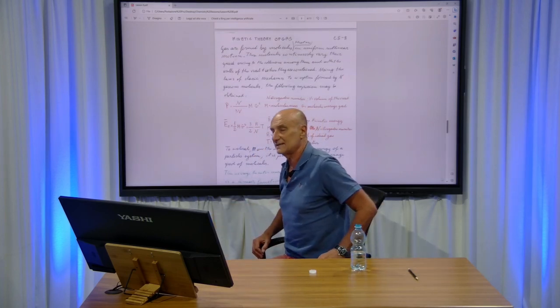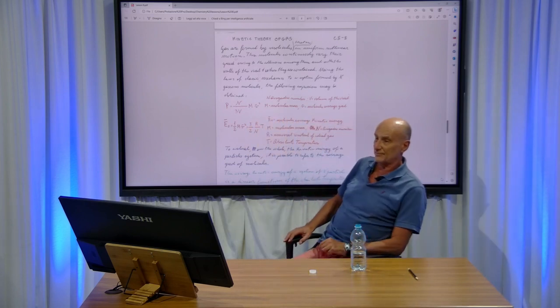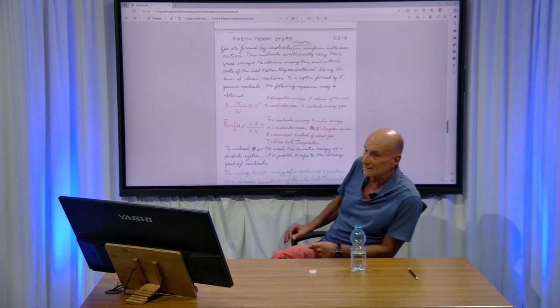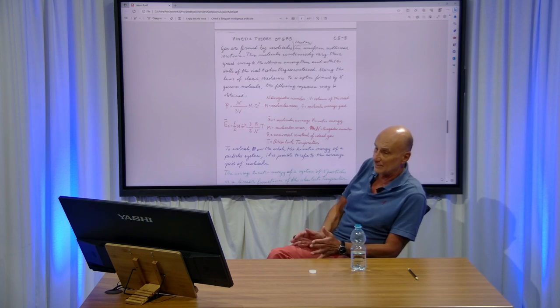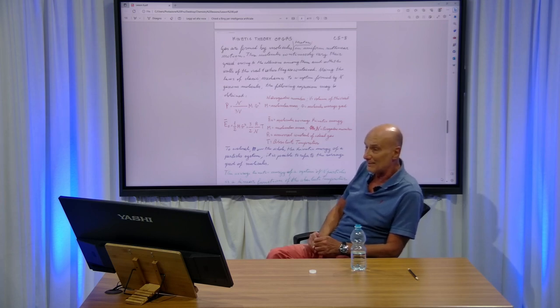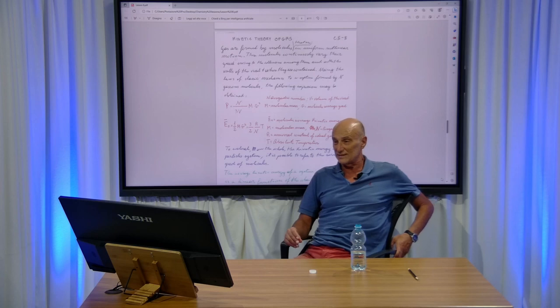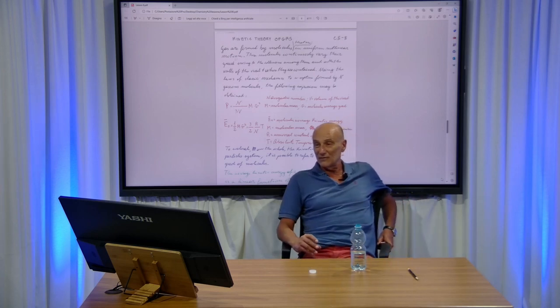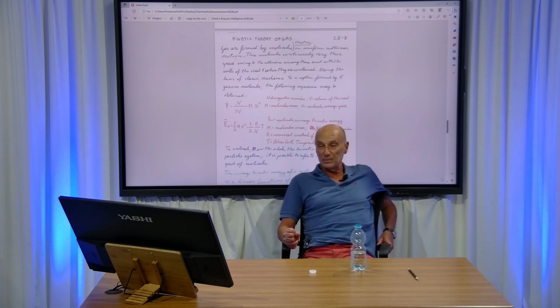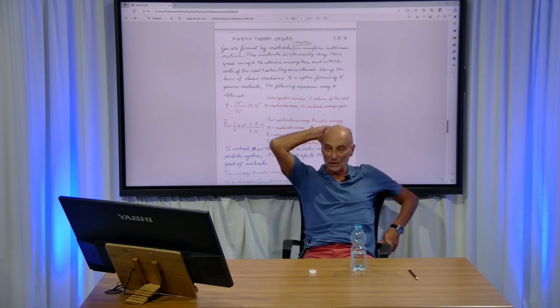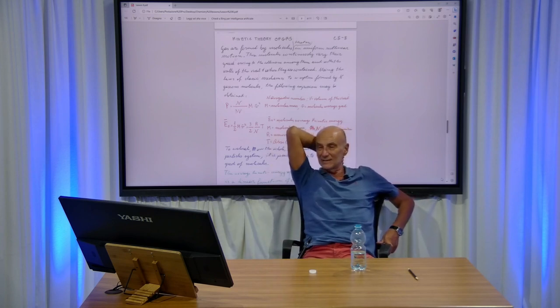Well, let's say something about the kinetic theory of gas. Gas are formed by molecules that are in uniform rectilinear motion. These molecules continuously vary the speed owing to the collisions among them and with the wall of the vessel where they are contained. Using the laws of classical mechanics for a system formed by n gaseous molecules, the following expression may be obtained. The pressure P is equal to the Avogadro number divided by 3 times the volume of the vessel, multiplied by the molecular weight of the gas and multiplied by the second power of the average speed of the various molecules.